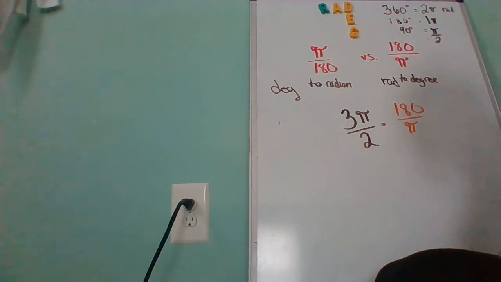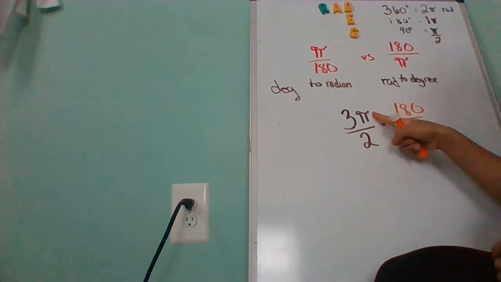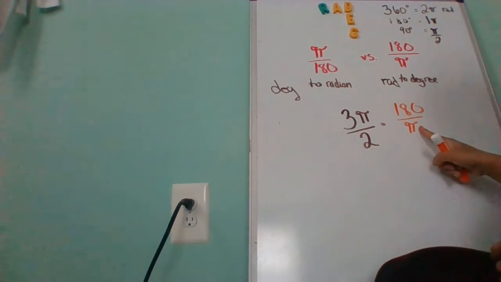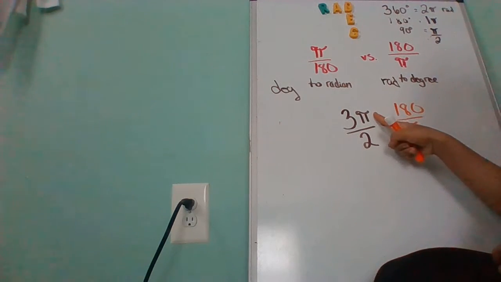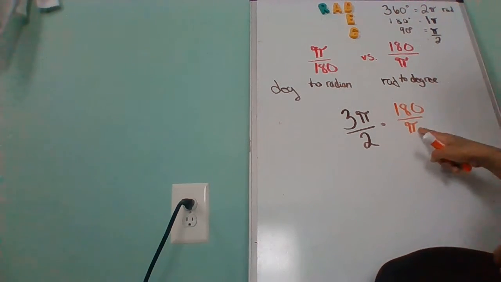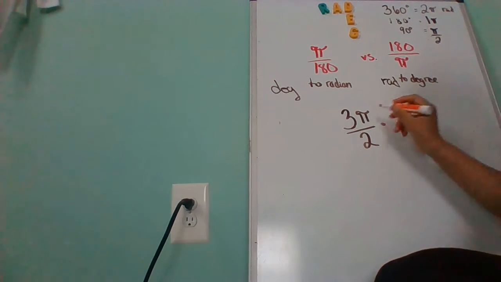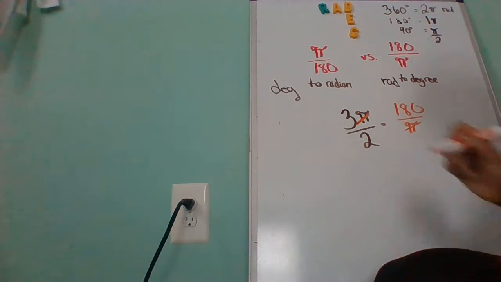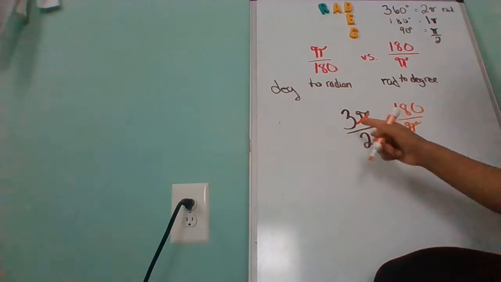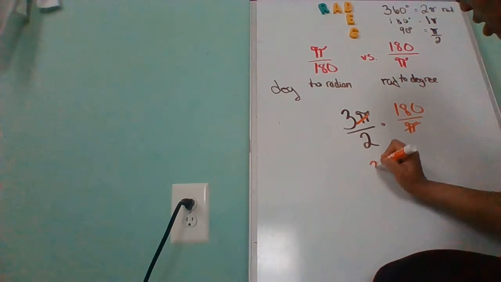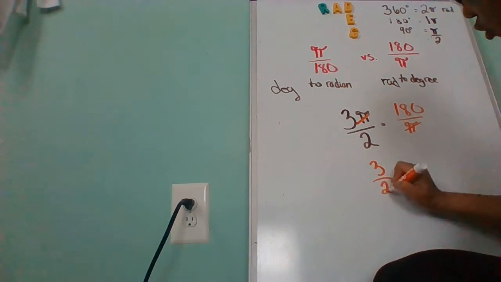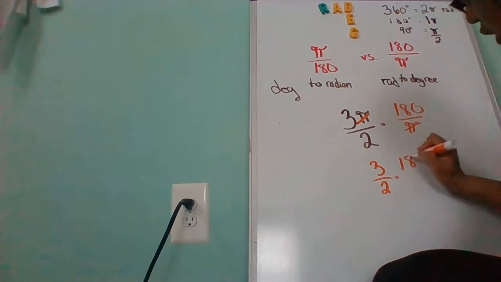Same thing: you want to look for some easy things that you can cancel. There's a pi up top and a pi down the bottom. Remember, the pi up top is already there because it was a radian. We're multiplying by this conversion factor, and it's really nice because it makes these pi's cancel out. So now I'm looking at just the fraction 3 over 2 times 180.